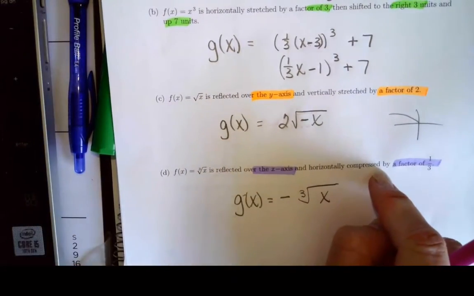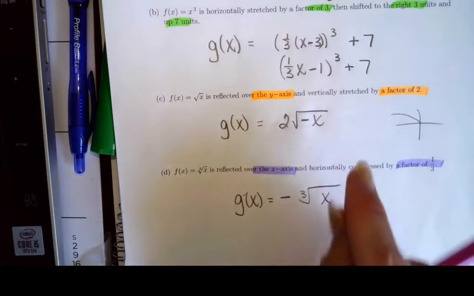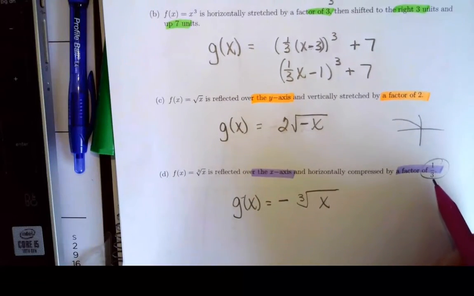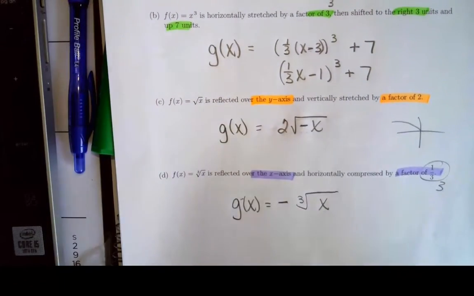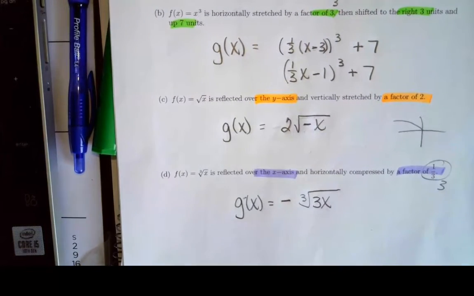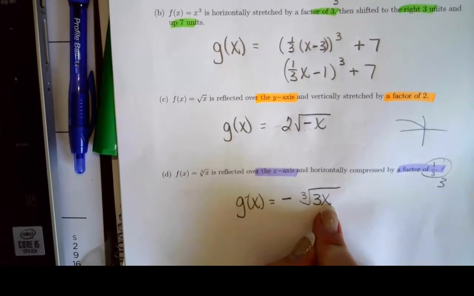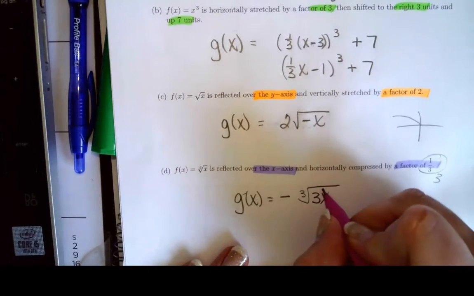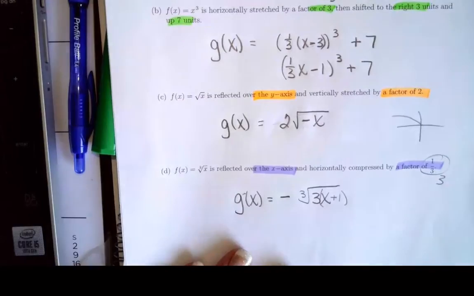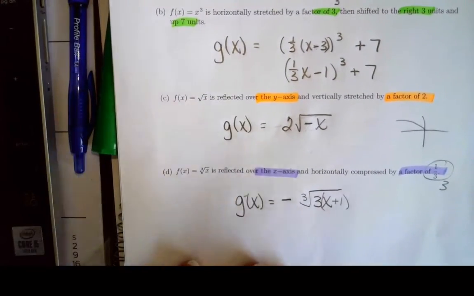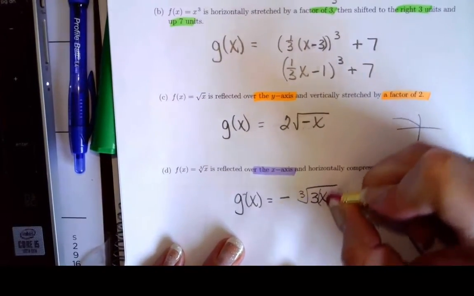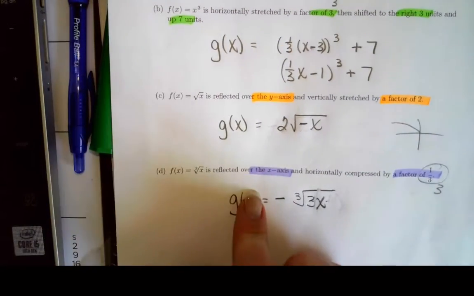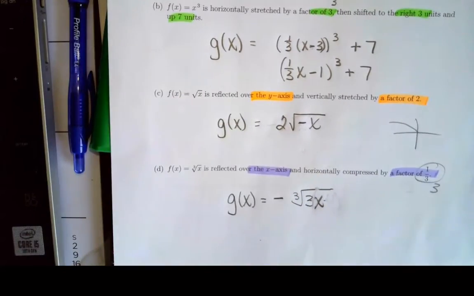I am horizontally compressed by a factor of 1/3. Since it's going to be inside with the x, I have to do the opposite of what I think. So flip that thing. That's going to be a 3/1. So this is now 3x. If I were shifting this left and right, I would put the shift in with an x. So like if it said to shift it to the left 1 unit, I would say +1 inside like that. Then I would distribute my 3. Okay. So it doesn't say that, so don't do it. So that is your answer for that question. So negative cubed root of 3x.